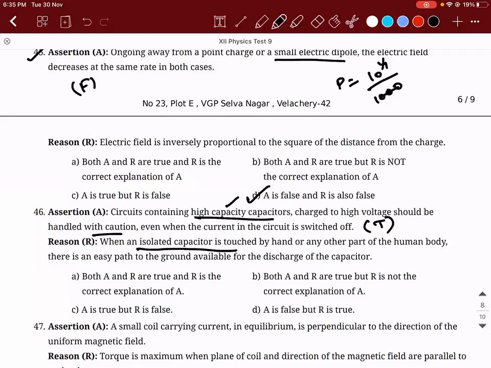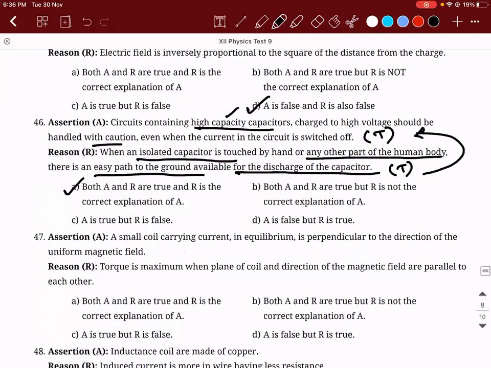So when an isolated capacitor is touched by hand or any other part of the human body, there is an easy path to the ground available for the discharge of the capacitor. This is also true because our body is a good conductor of electricity. Is this reason supporting the assertion? Yes or no? So option A is the right answer.